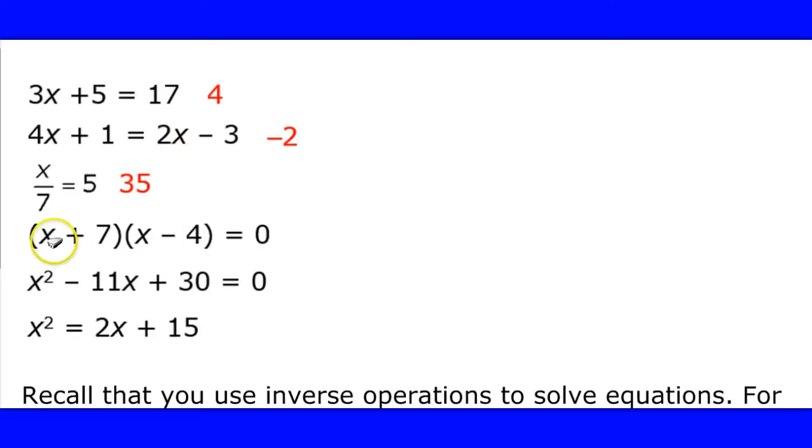Now, this one you've got factored form. Remember, when you multiply two things together and you get 0 as the product, then one of these has to be equal to 0. So what value would make this equal to 0 would be negative 7 and a positive 4. So you actually have two answers there.